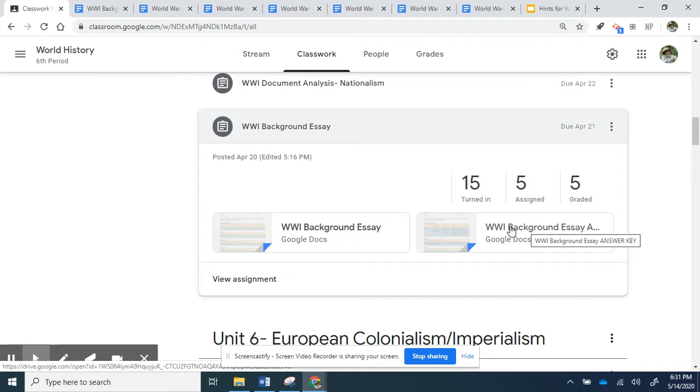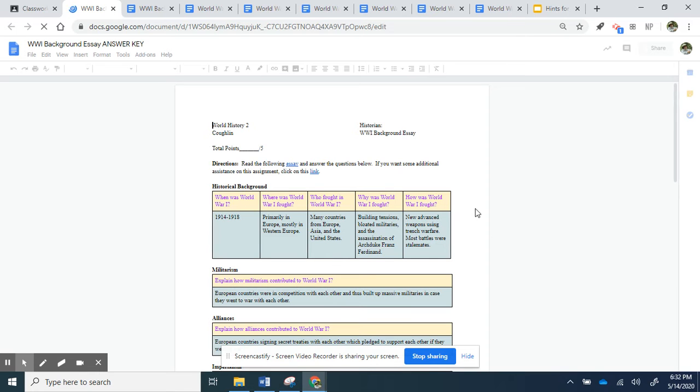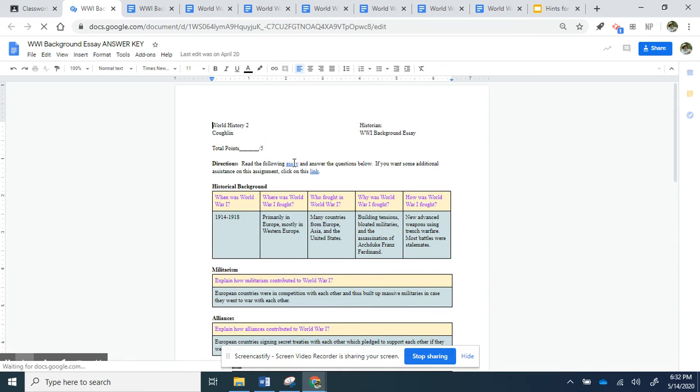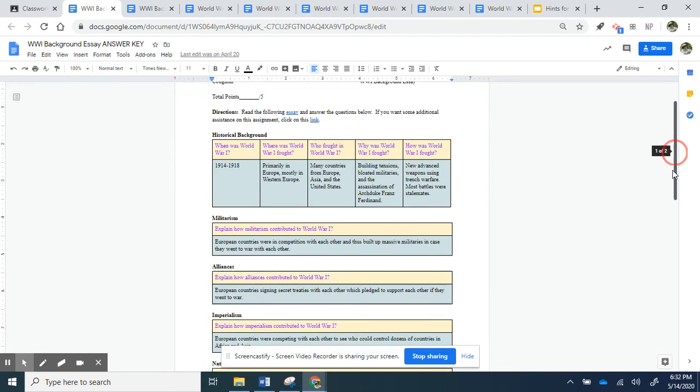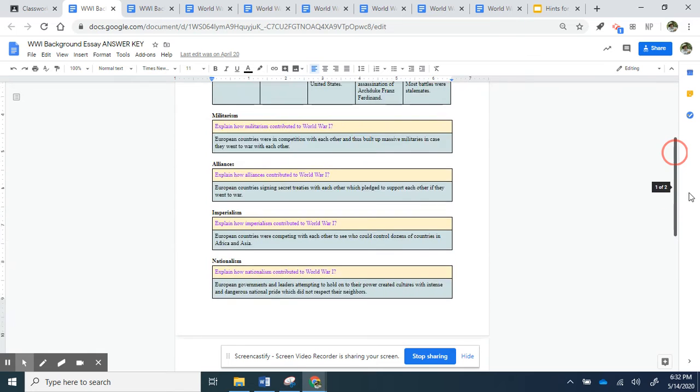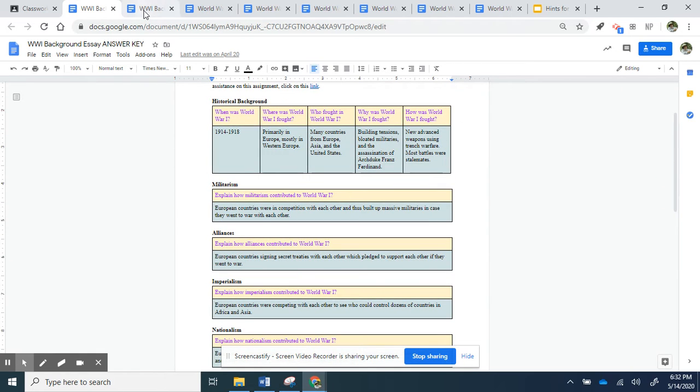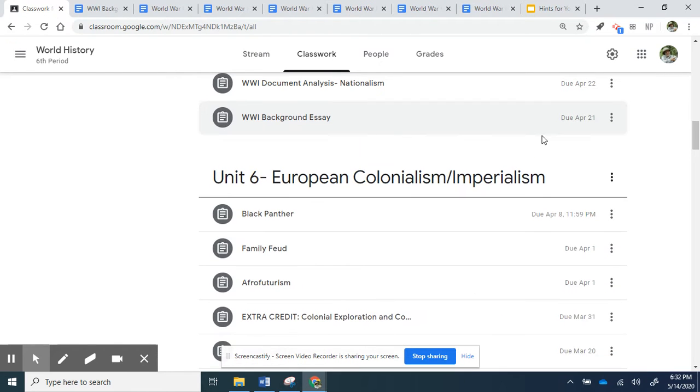The answer key is attached. Now, that being said, don't just copy this and not understand it. You probably even want to read the essay. If you haven't been doing the World War I assignments, you have no idea what World War I is all about, so read the background essay. You'll notice this when we get to the introductions, but historical background, militarism, alliances, imperialism, nationalism, that's going to come back into effect. So I'm going to leave this up here real quick. That's the first thing you want to do.